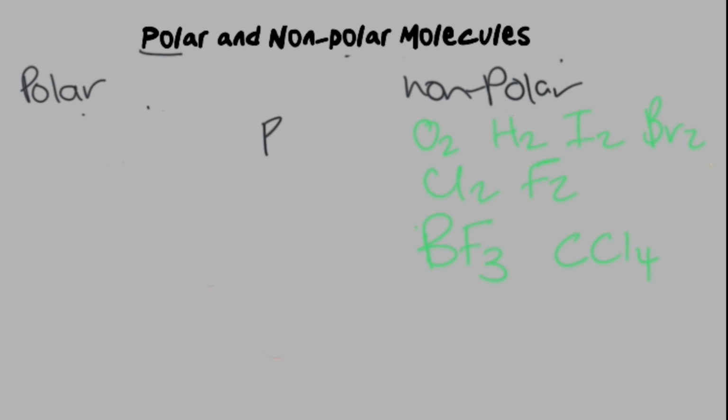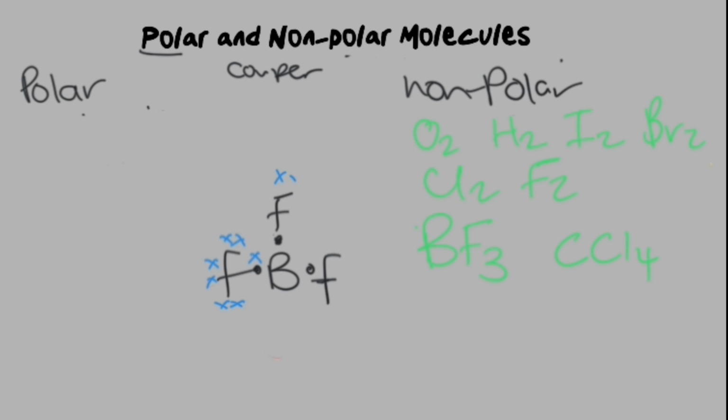So for BF3, it will look like this. The boron, so this, remember, is a Cooper model. We usually draw with Lewis. So in the Lewis dot, boron is in group 13, so it will have 3 valence electrons. And it will have 1 fluorine there, 1 here, and another there. So for the fluorines, I'll just draw them in with this blue, right?